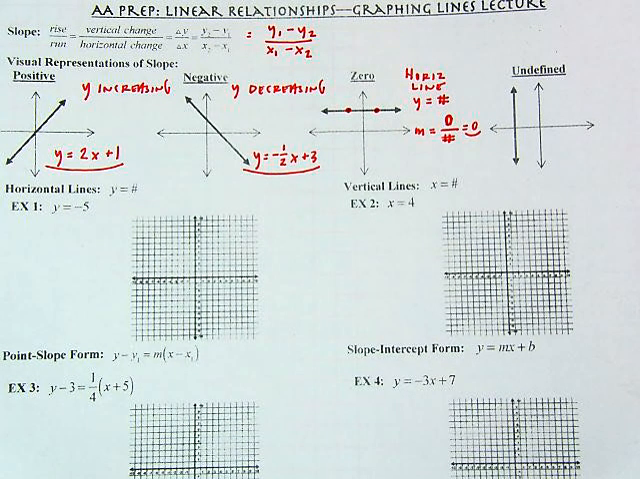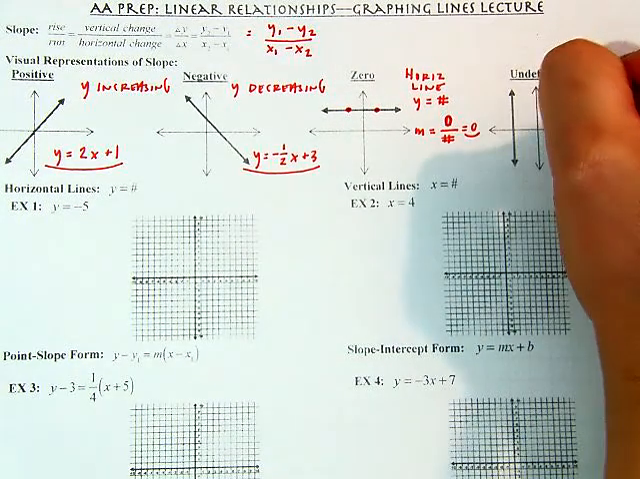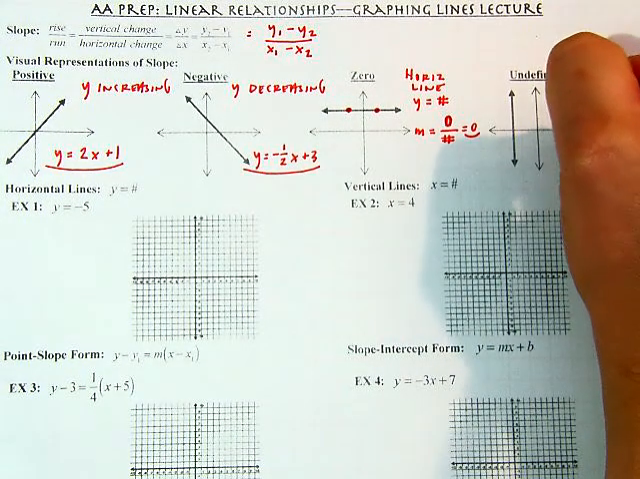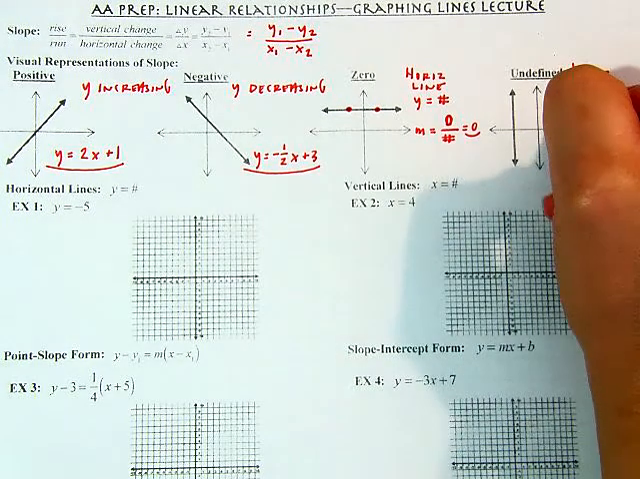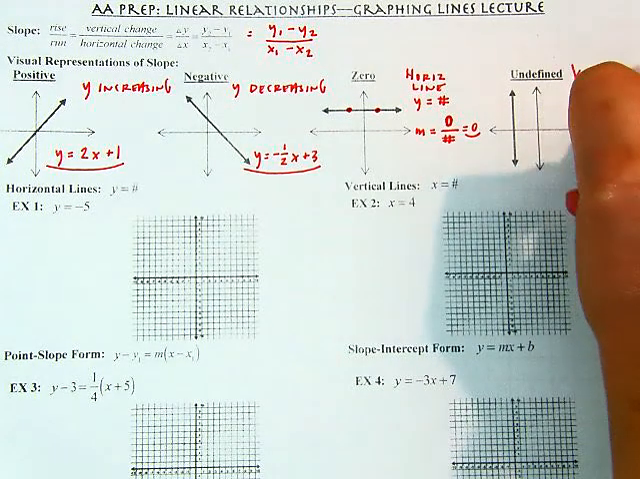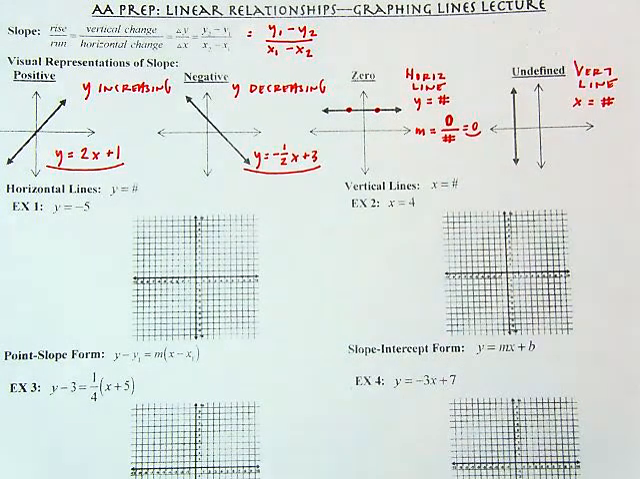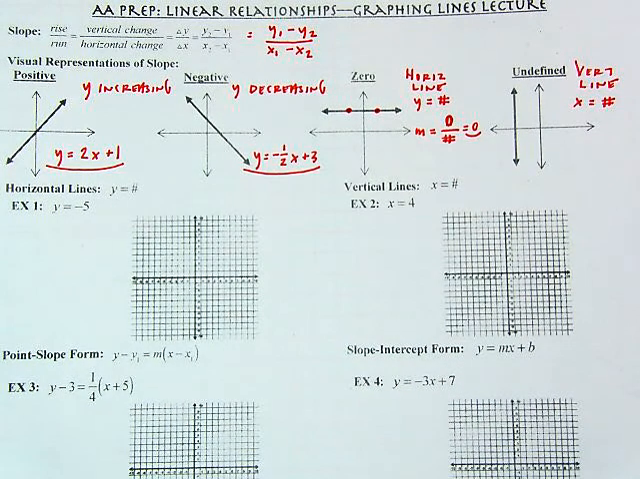Okay, a slope that's undefined is always a vertical line. A vertical line will always be x equals a constant. So it could be x equals negative 6, x equals 0, x equals 27. All of those would work.